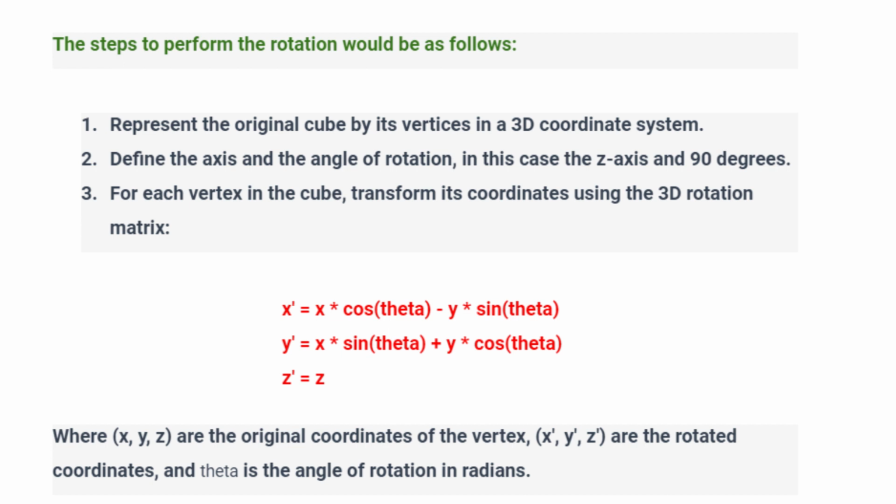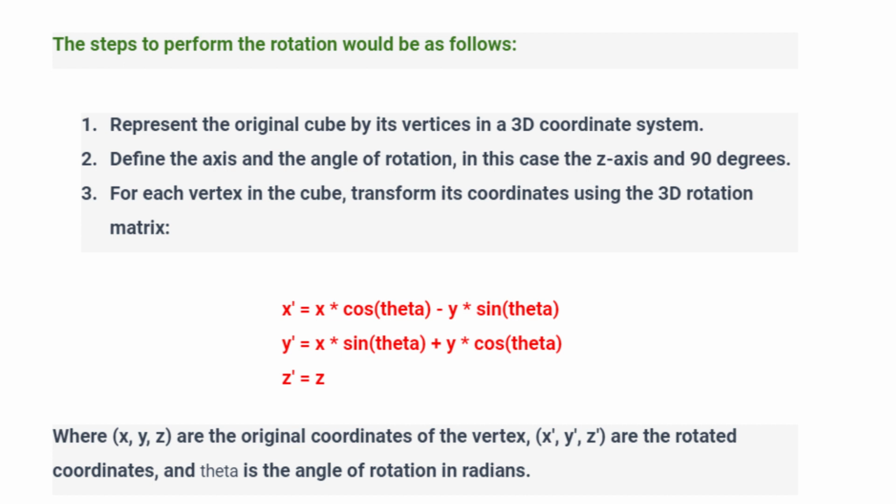Represent the original cube by its vertices in a 3D coordinate system. Define the axis and the angle of rotation, in this case the z-axis and 90 degrees. For each vertex in the cube, transform its coordinates using the 3D rotation matrix.